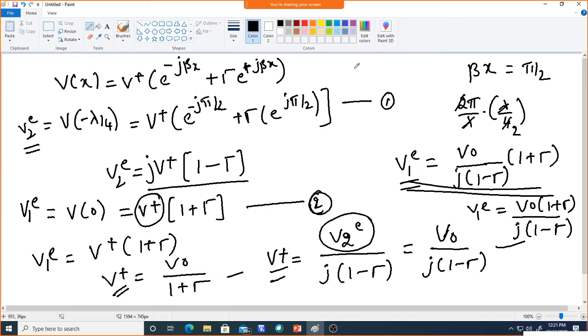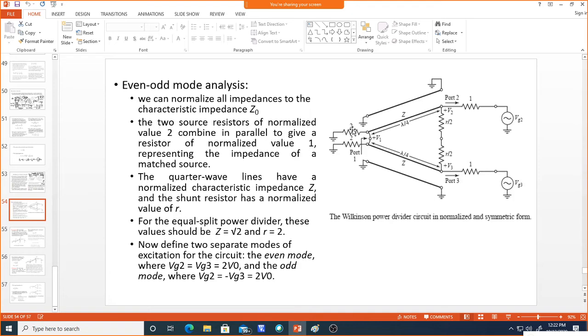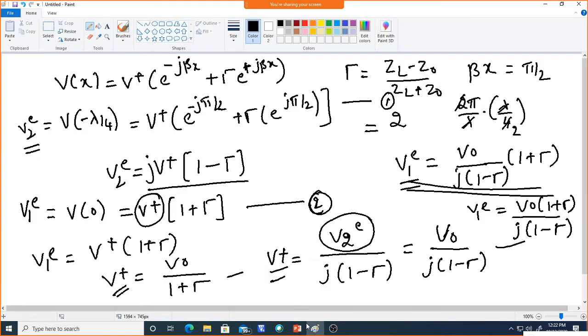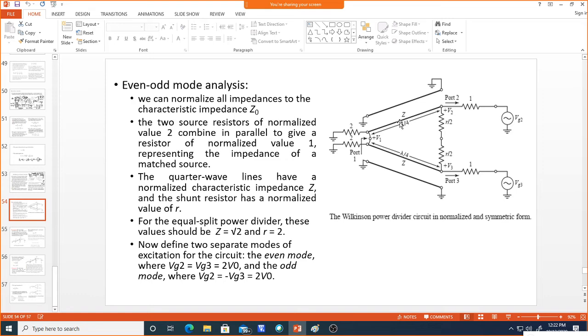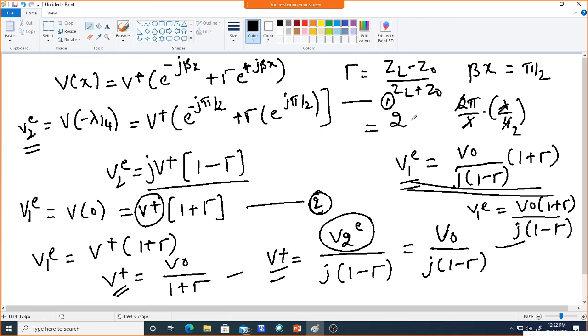Now we know the reflection coefficient equation, which is equal to ZL minus Z0 divided by ZL plus Z0. Substitute these values and you will get the value for the reflection coefficient. ZL is the resistance value we took here, which is equal to 2, and Z0 for this transmission line we have derived as root 2. So we get 2 minus root 2 divided by 2 plus root 2.